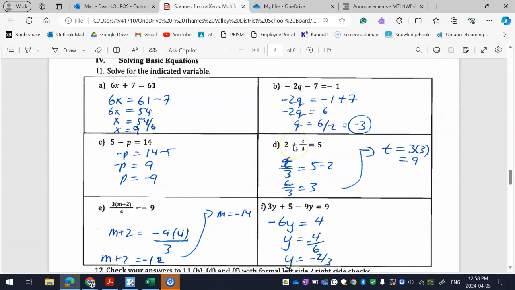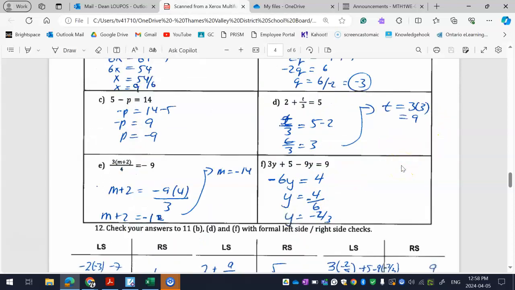This one here, there's a couple ways to do it. What I'm going to do here is subtract the 2. So I get 5 minus 2. So bring that 2 over, and I get t divided by 3 is 3. And then now this 3 is going to come across. It's dividing on the left, so it multiplies on the right. So t equals 9 now.